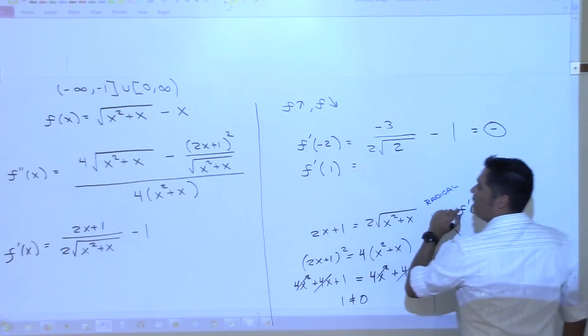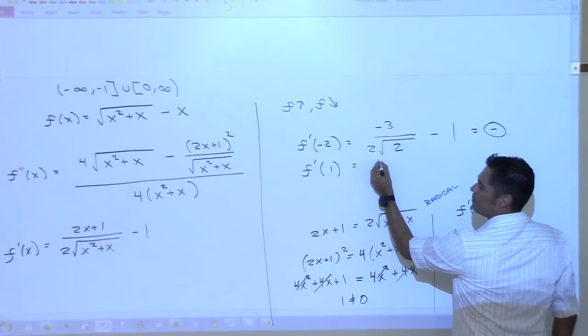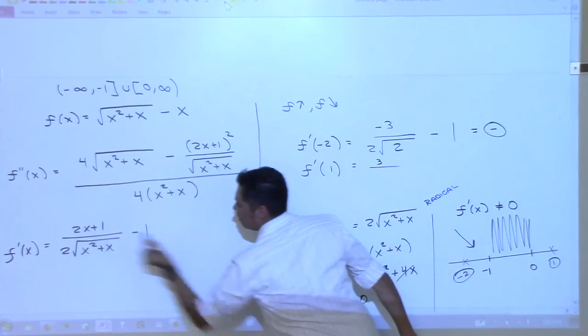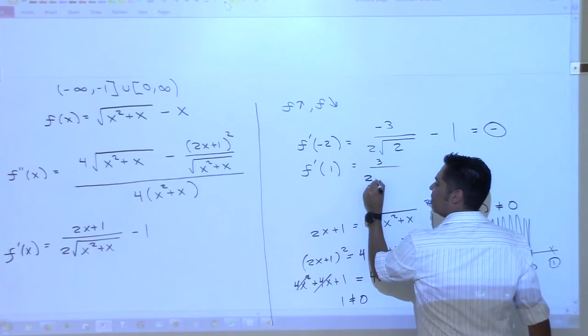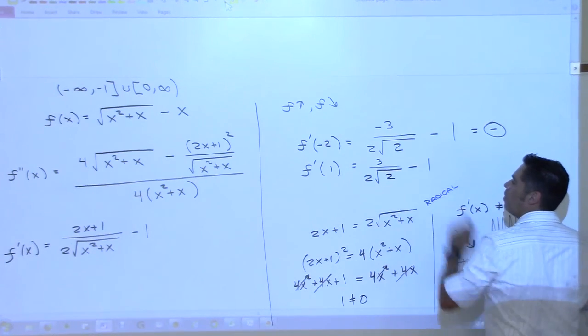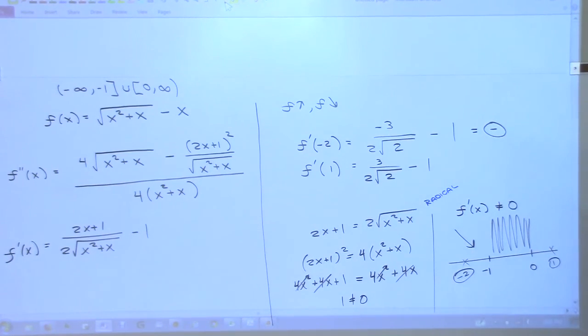So what happens when we plug 1 in? What do we get on top? 3 on top, right? Right, 1 in here. And then 2 root what? 1 plus 1 again, so that's root 2, and then we're subtracting 1. So is that negative or positive? That turns out to be positive.